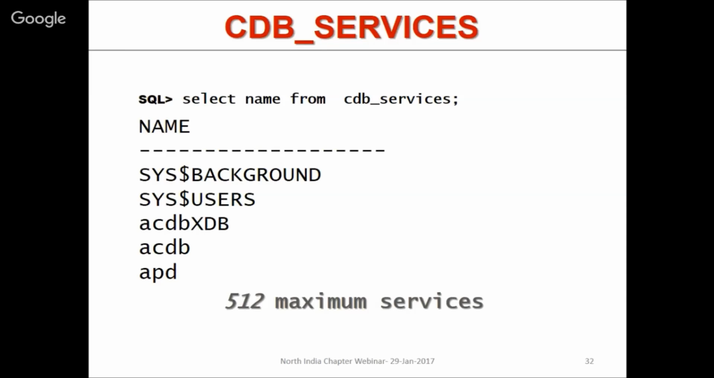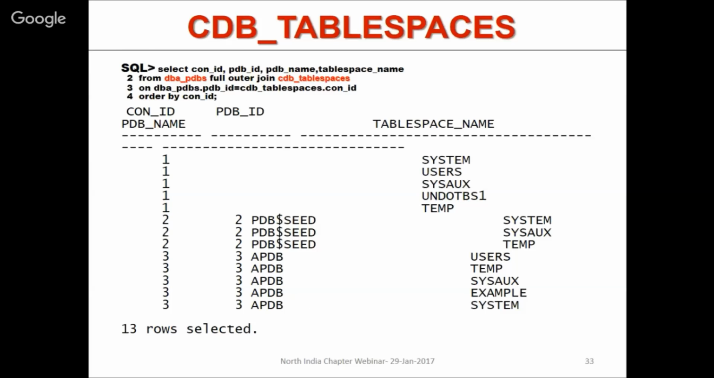Of course, like the previous versions, we do have the $background and $users still available to us, which are internal services. This is just a query that I put across to show you what exactly is going on. Not really very important, just to show which tablespaces are going to be part of which particular PDB. So how do you really manage these PDBs?